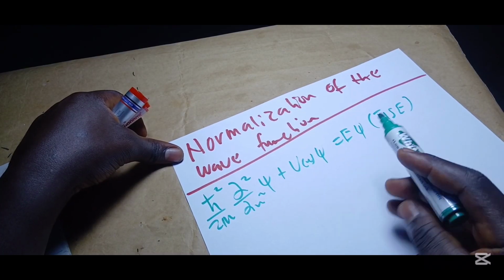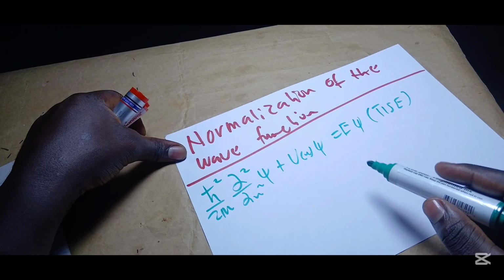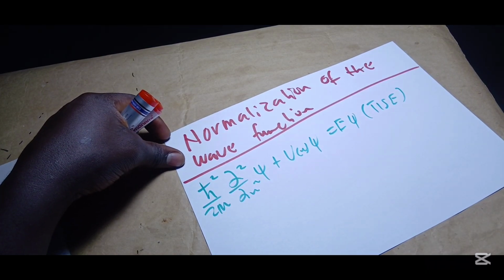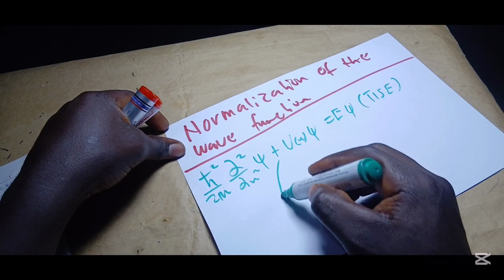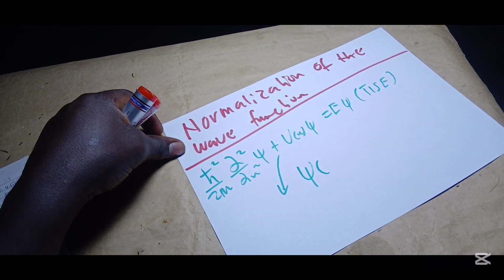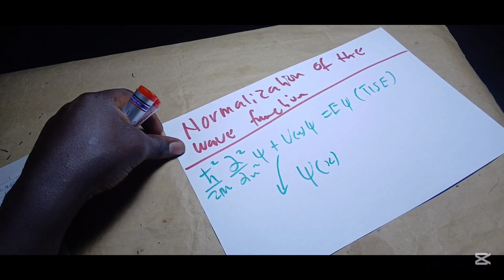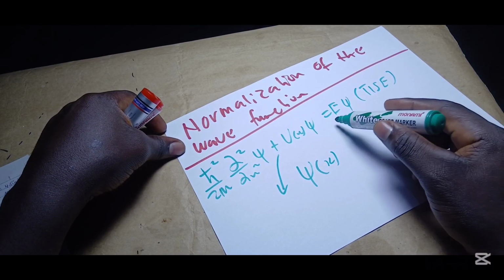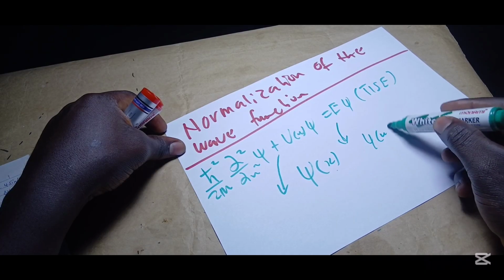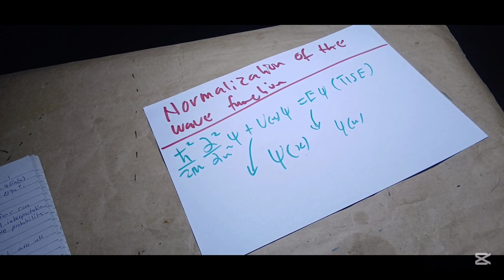The general Schrodinger equation, which is the fundamental equation in quantum mechanics, is a second order partial differential equation. The solution of this gives us something called a wave function, which we usually represent with psi. Like any other second order partial differential equation, the solution from it will give you a lot of wave functions.